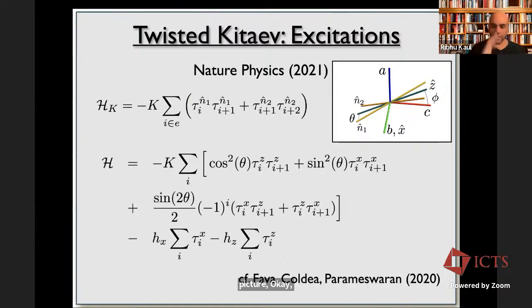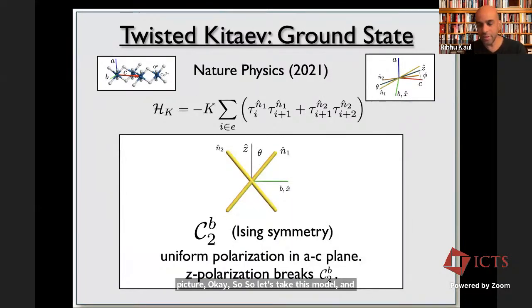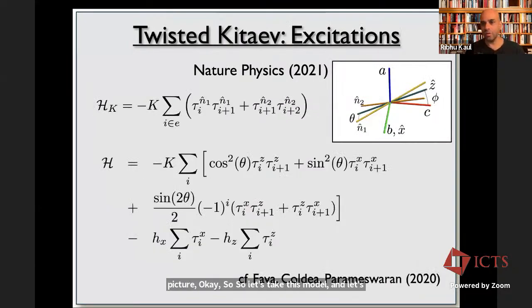Okay, so let's take this model and let's work in this new axis. Since we know it polarizes in the Z direction, instead of working along the Ising axis where it's a little bit less clear what's going on, let's rewrite it in terms of the Z. The X direction is the B axis of the crystal, which is perpendicular to Z. And then I'm going to rewrite the Ising moments in this basis.